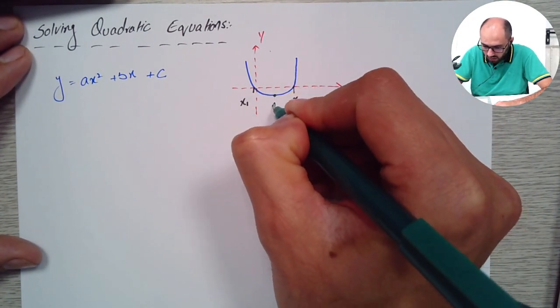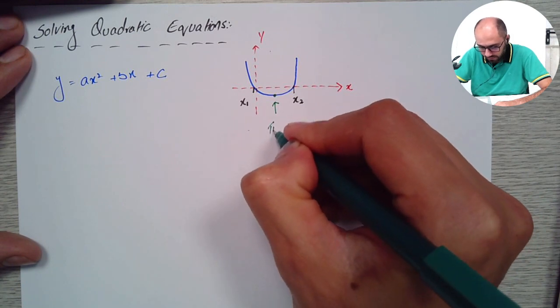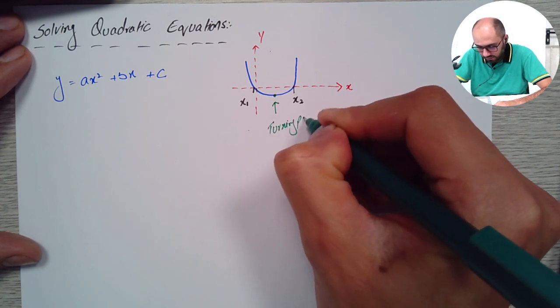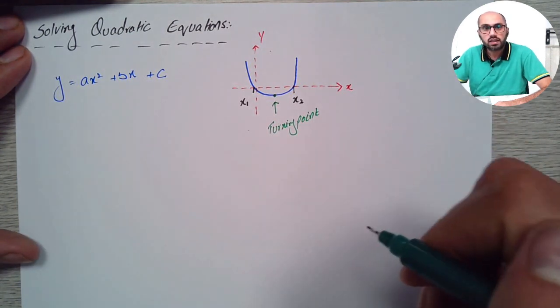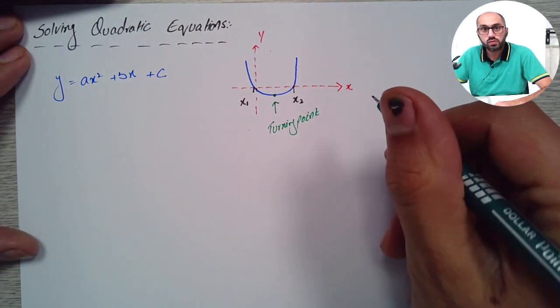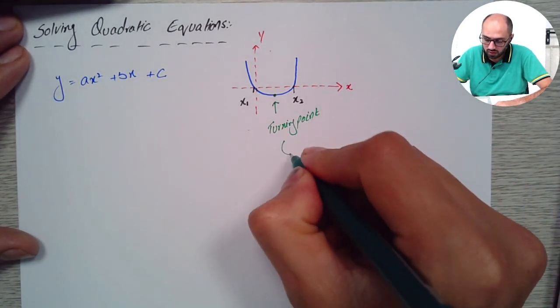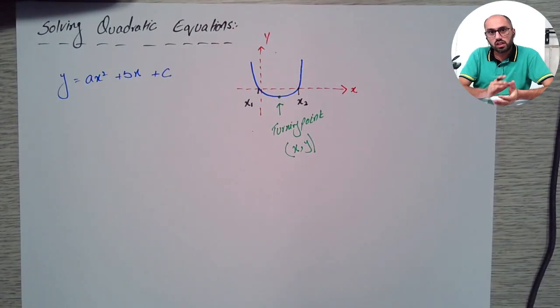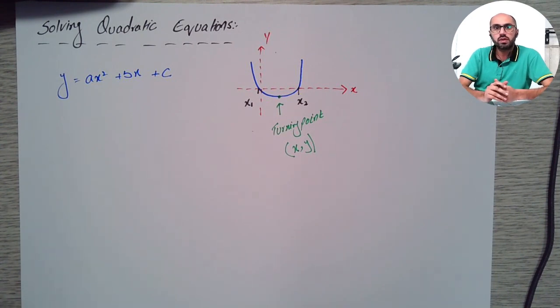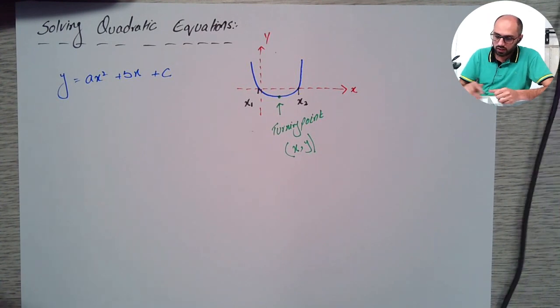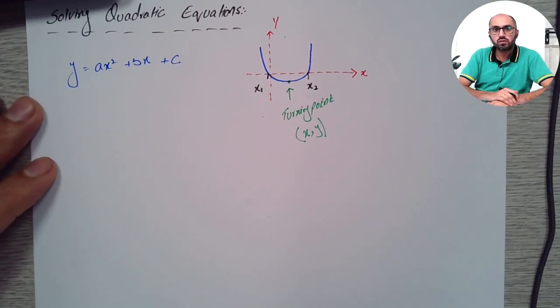If you look at this curve, there's one more point of interest, and that is this section here. We call this the turning point. And this is the second reason for solving quadratic equations. We solve quadratic equations to determine the coordinates of the turning point, which I'll call x and y. So our discussion concludes that we solve quadratic equations for two purposes. Number one is to find the values of x for which the value of y is 0. And the second purpose is to determine the coordinates of the turning point. Now let us consider how we solve quadratic equations.